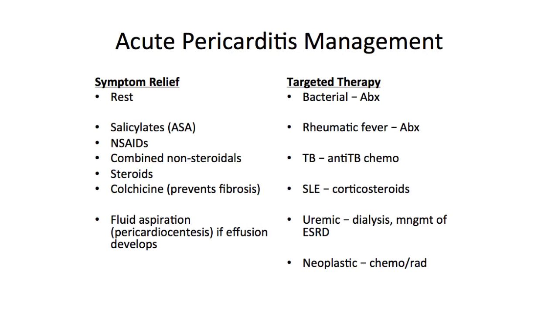The management of acute pericarditis is primarily based on symptom relief. You want to encourage rest, and the patient may be prescribed a combination of salicylates, NSAIDs, combined non-corticosteroidal agents, steroids, and colchicine. Colchicine's actually been shown to prevent fibrosis in patients with pericarditis. So essentially, you have less scar tissue. These patients may require fluid aspiration through pericardiocentesis if an effusion develops. Additionally, there are targeted therapies based on the etiology.